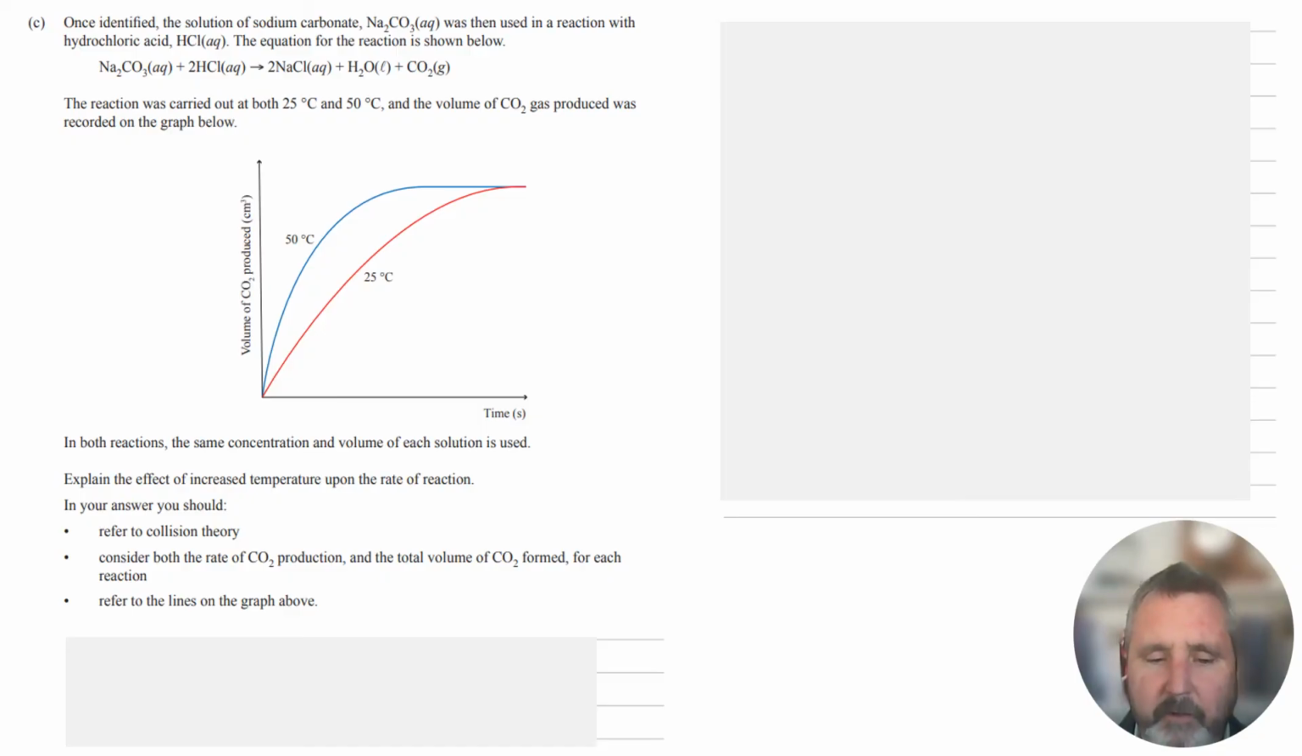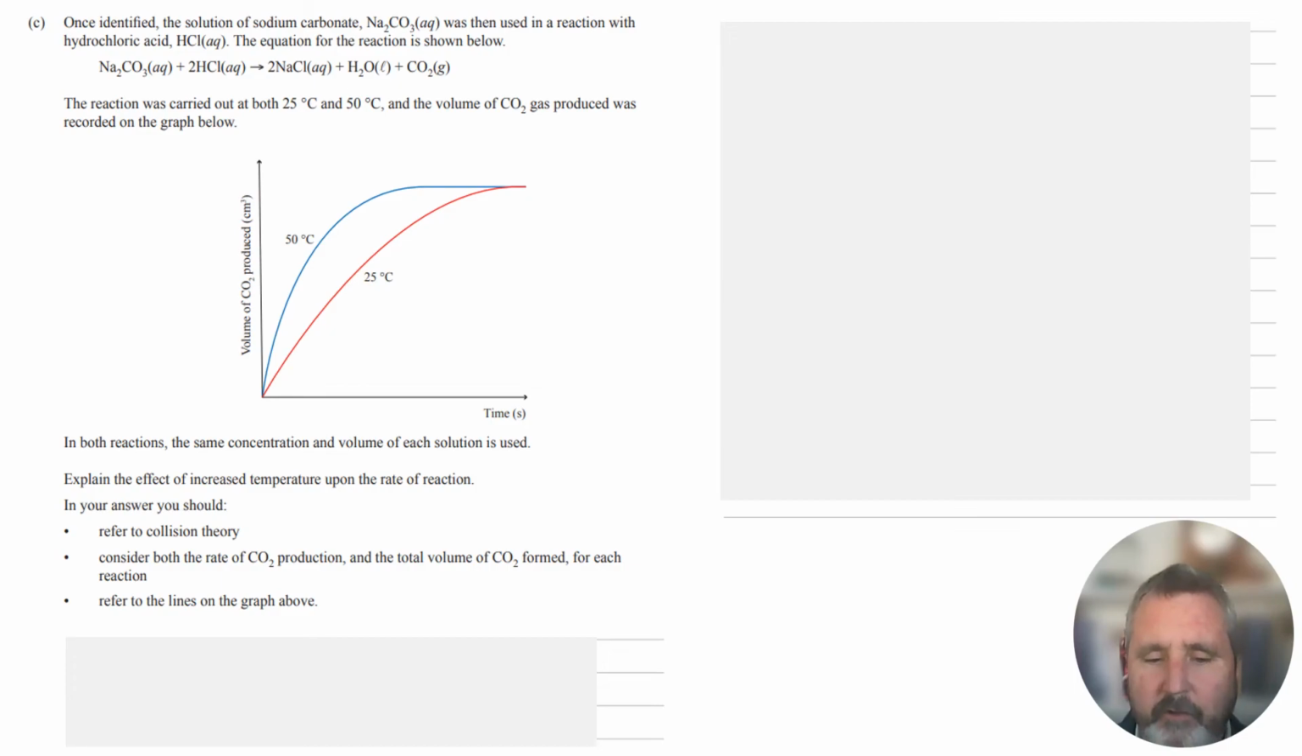Explain the effect of increasing the temperature on the rate of reaction. In your answer, you should refer to collision theory. Well, we expected that. They're always going to ask us about temperature and collision theory. Consider both the rate of carbon dioxide production and the total volume of carbon dioxide formed for each reaction. Refer to the lines on the graph above.